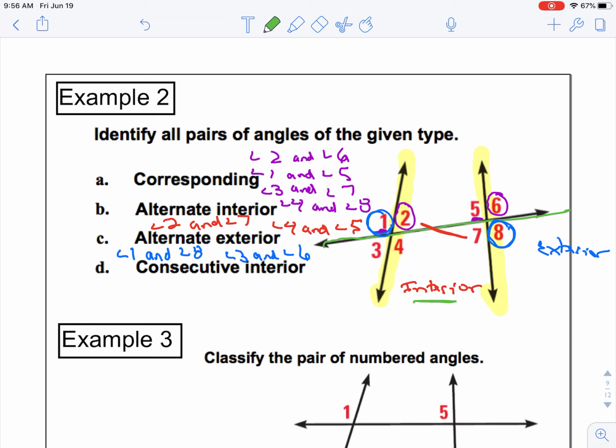Consecutive interior angles are on the interior again, but they're not alternating, they're consecutive. So angle 4 and angle 7, and we also have the other pair, angle 2 and angle 5.